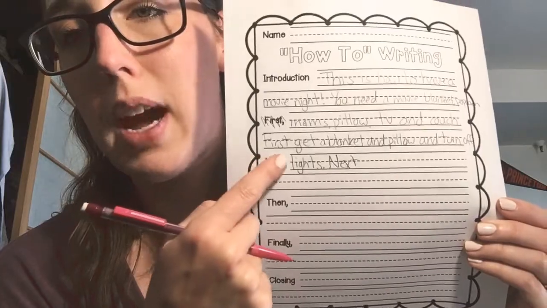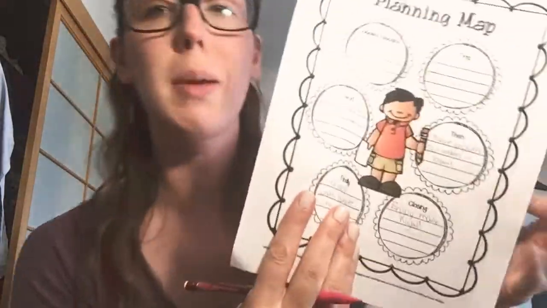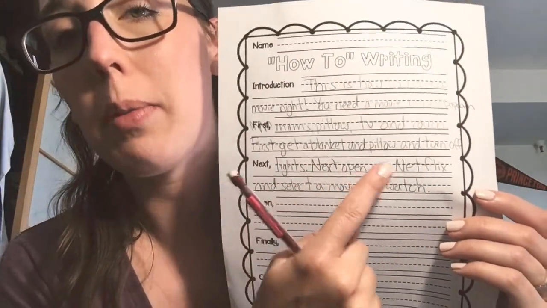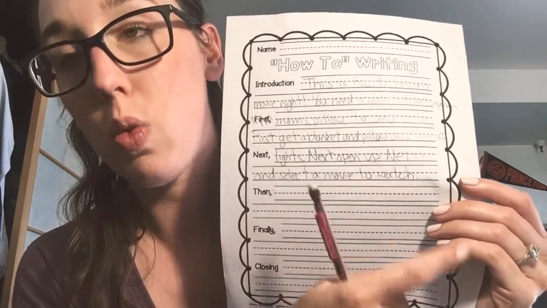Next, I'm going to add the word next here because I'm not using this one. So next, if I look on my map, next, open Netflix, select movie. So I'm going to turn that into a full sentence. Next, open up Netflix and select a movie to watch. So I've turned my idea that was in my planning map, open Netflix, select movie, into a full, complete sentence.